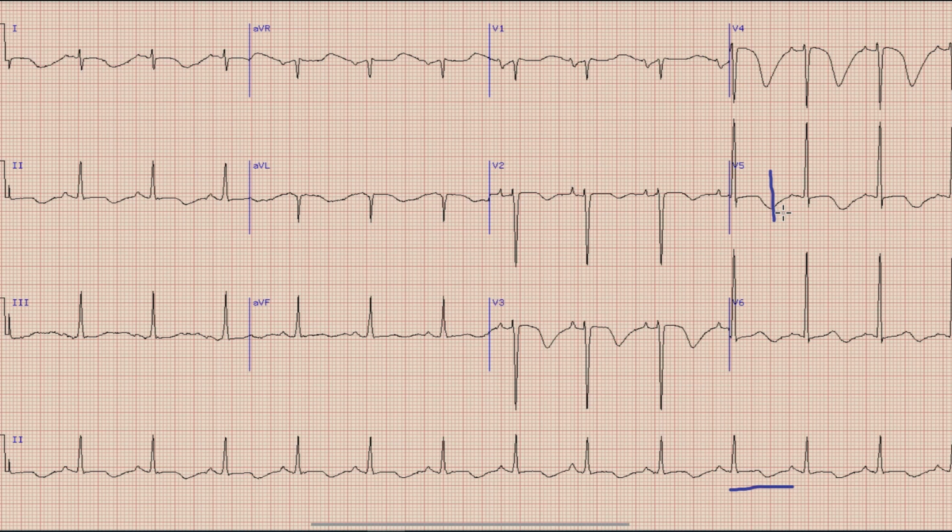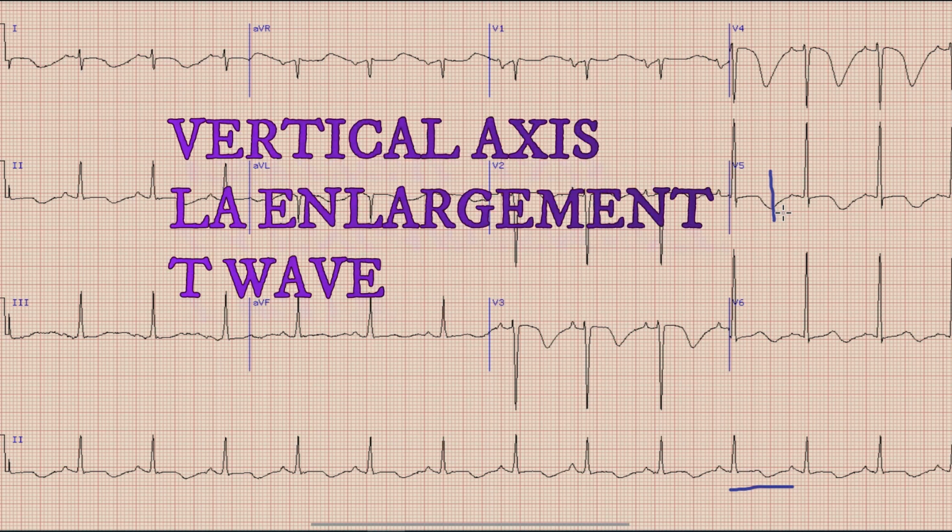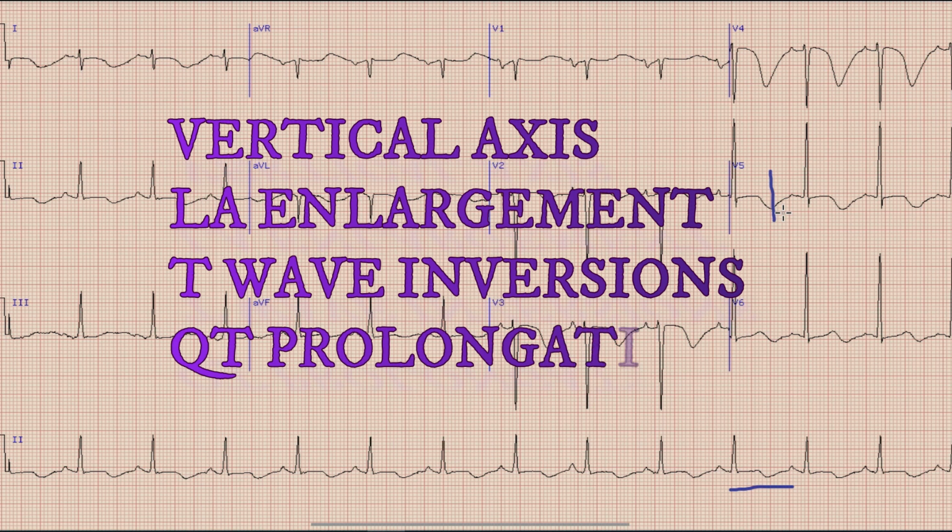So, to sum up the findings, we have a positive finding of vertical axis in this case along with left atrial enlargement pointing toward the possibility of mitral stenosis. Similarly, we have deep symmetrical T-wave inversions and there is a prolonged QT interval.